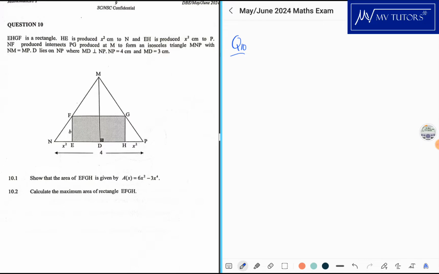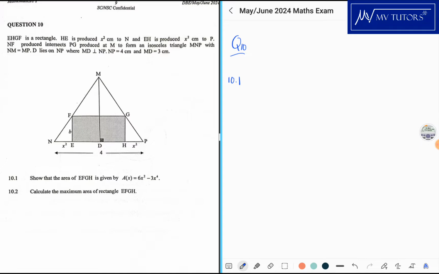Okay, to form an isosceles triangle MNP with NM equal to MP. D lies on NP where MD is perpendicular to NP. NP is 4 centimeters and MD is 3 centimeters. I hope you followed through with that information given. So now it says show that the area of EFGH is given by that. Okay, a lot was given.